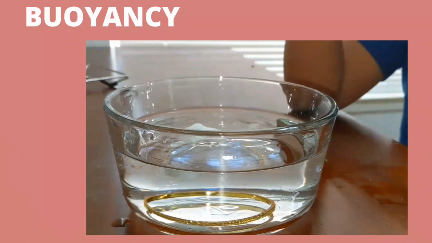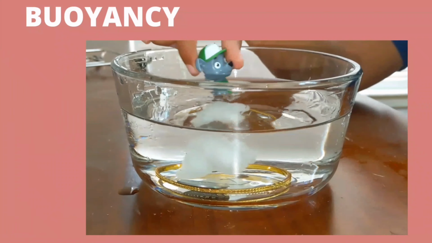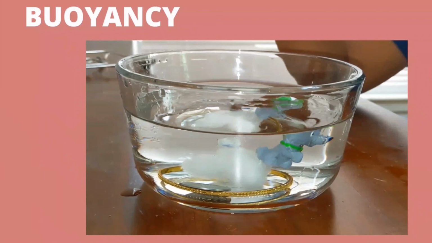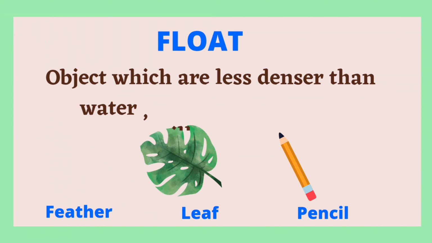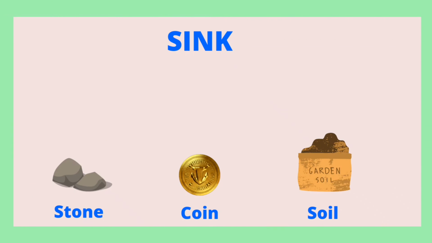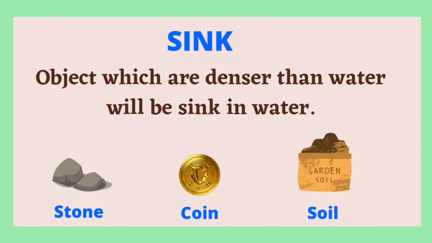Certain materials float on water, while others sink. This property of materials to float on water is called flotation. Objects which are less dense than water float on it, like feather, leaf, wood, while the objects which are denser than water sink in it, like stone, coin, soil, salt, sugar.